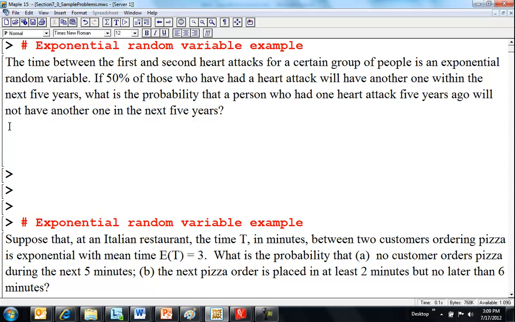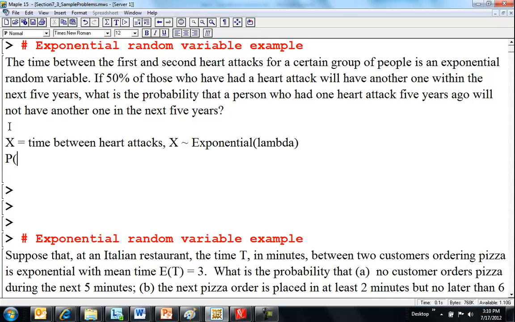The time between the first and second heart attacks for a certain group of people is exponential. So I'll let x equal time between heart attacks, and x is exponential. It doesn't tell us what the parameter is, so we'll just put lambda in here. I'm not sure what lambda is. 50% of those who have had a heart attack will have another one in the next 5 years. So the probability x is less than or equal to 5 years is equal to 50%.